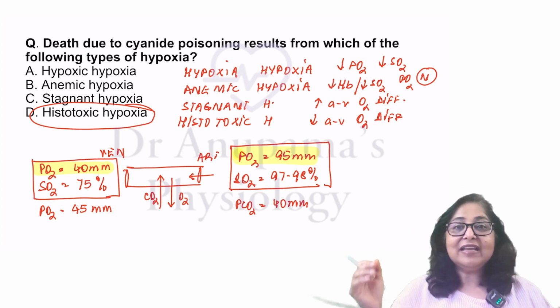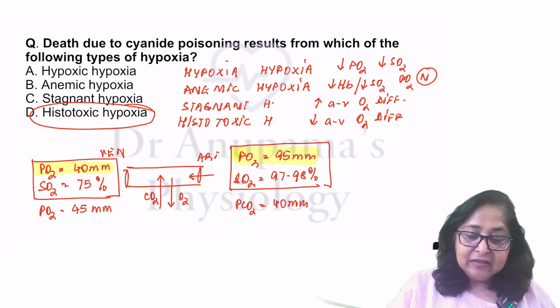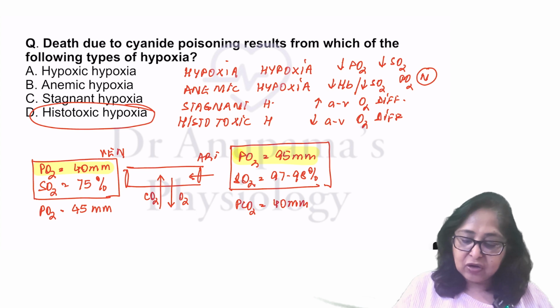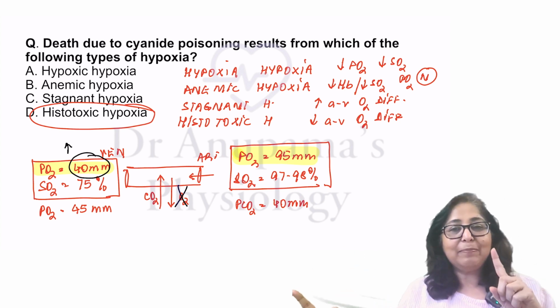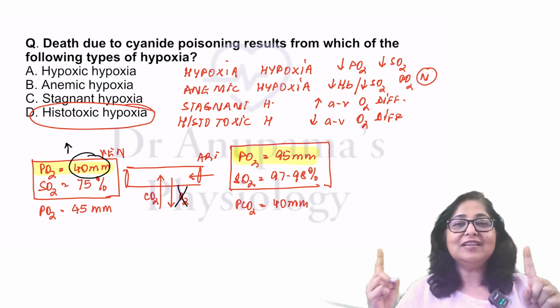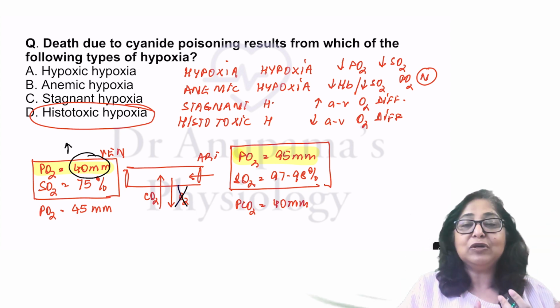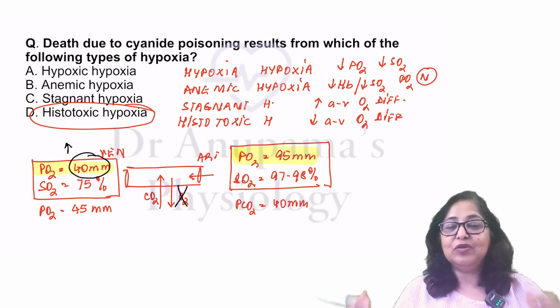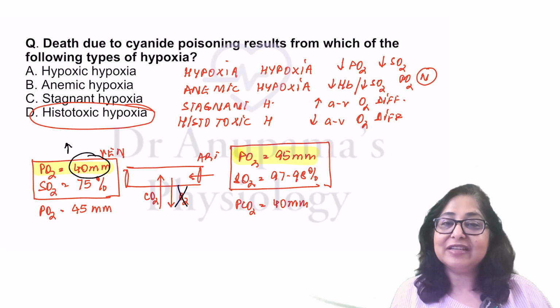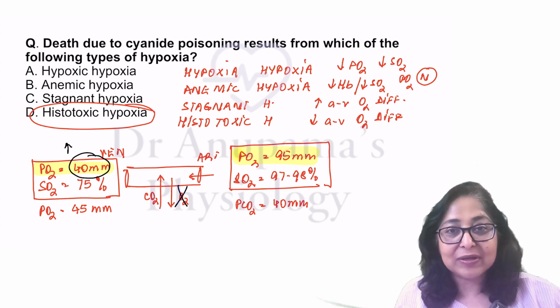But if there is histotoxicity, like for instance in cyanide poisoning, the tissues are unable to utilize oxygen. So what will happen to the venous PO2? It will increase. So what will happen to the arteriovenous oxygen difference? It will reduce. Instead of venous PO2 being 40, now maybe 50 or 60. So the arteriovenous oxygen difference will decrease. So this is typically seen in histotoxic hypoxia.